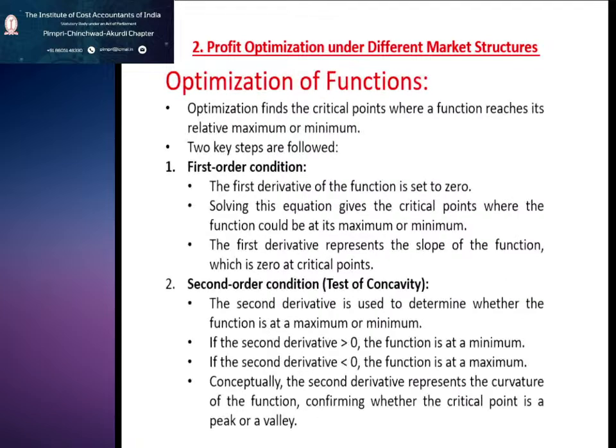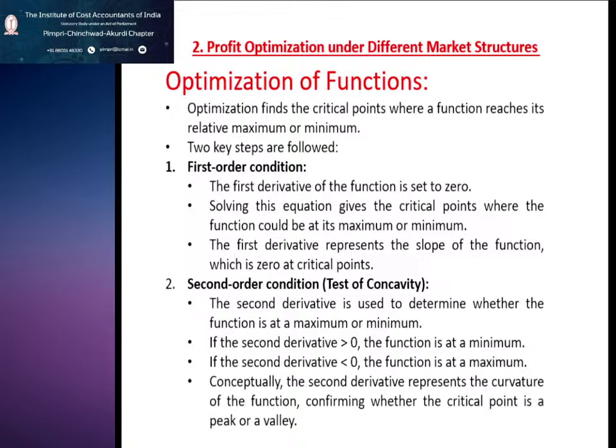Now let's see the optimization of functions. Optimization finds the critical points where a function reaches its relative maximum or minimum. Two key steps are followed. First, the first order condition, in which the first derivative of the function is set to 0. Solving this equation gives the critical points where the function could be at its maximum or minimum. The first derivative represents the slope of the function, which is 0 at critical points. Second, the second order condition, the test of concavity.